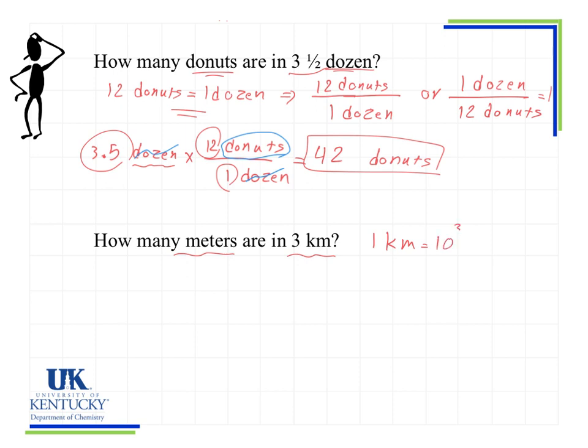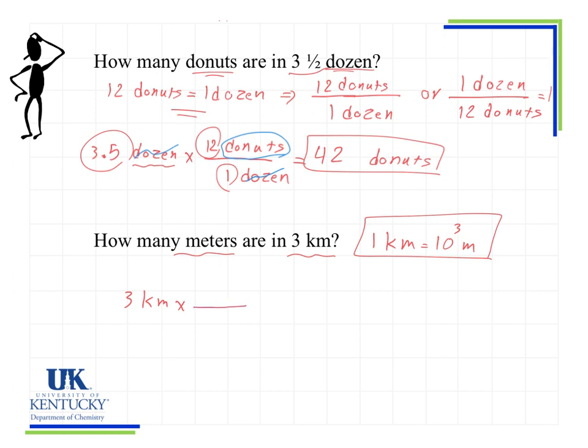It's 10 to 3, goes with the base unit, meter. Okay, so we have our equality. Now which conversion factor do we have to use? So we start with the given, always we start with the given information, which is 3 kilometers. Okay, and we multiply it by a conversion factor.